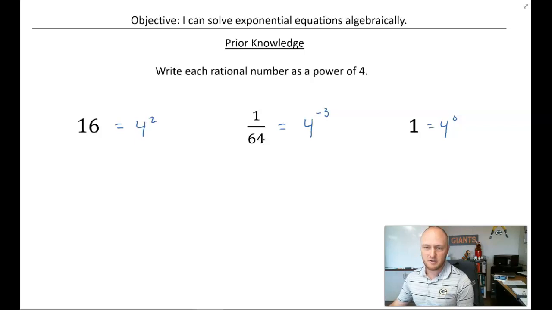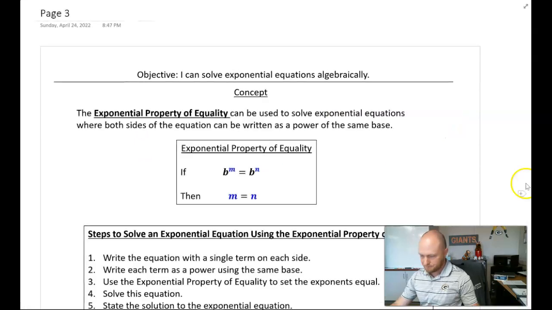All right, here are the solutions. 16, that's 4 squared. 1 over 64. Well, 64 is 4 cubed. So in order to make it as base 4, we have to add in the negative exponent. And then anything to the power of 0 is 1. So 4 to the power of 0.